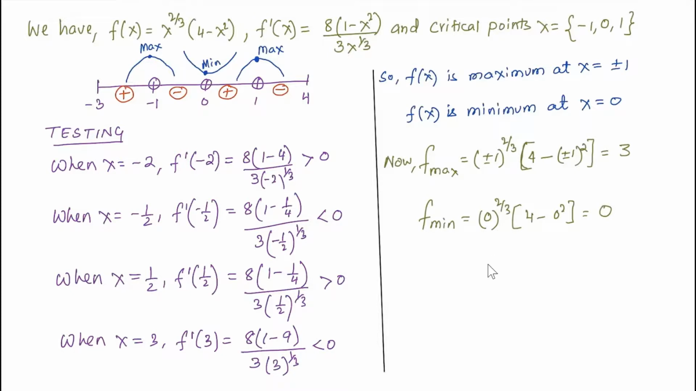So hence you can say that the maximum value of the function is 3. So the graph will not go above 3. And the minimum value of the function is 0. Meaning the graph will not go below 0 in that interval from -3 up to 4. So this is how we can use the first derivative to find the maximum or minimum value of a function.